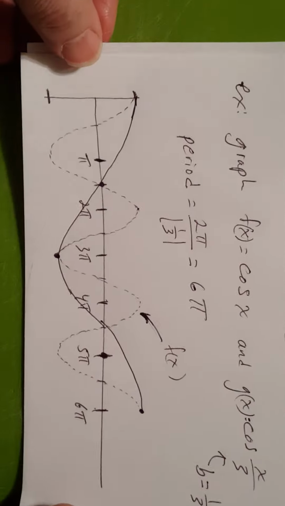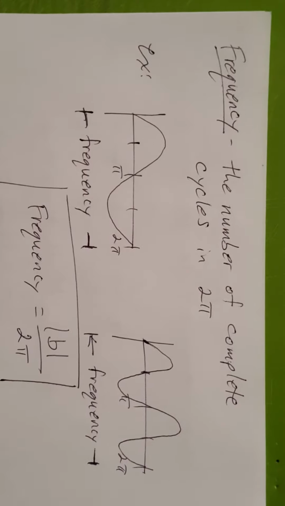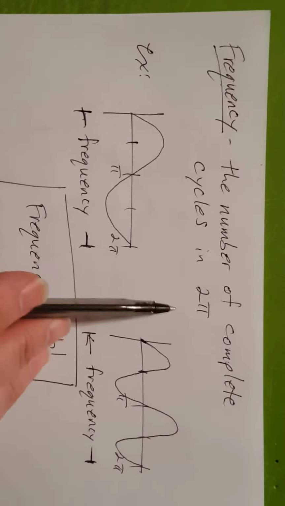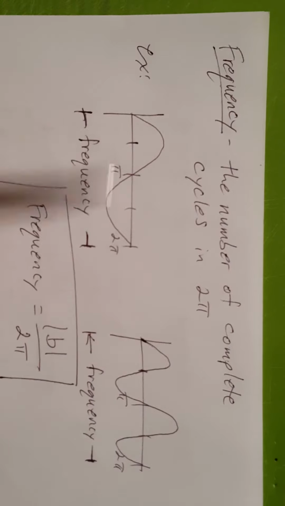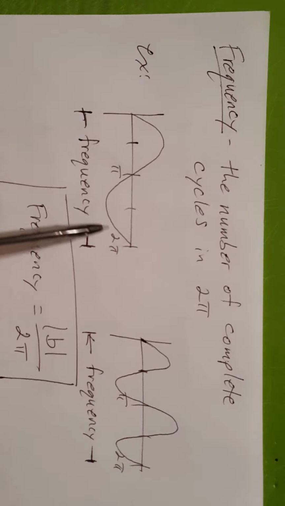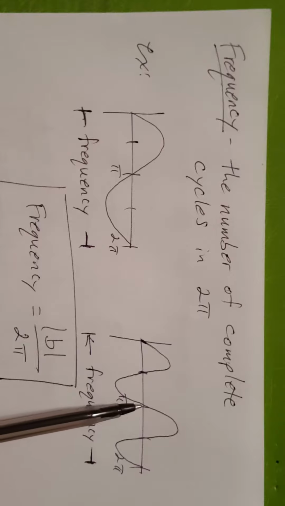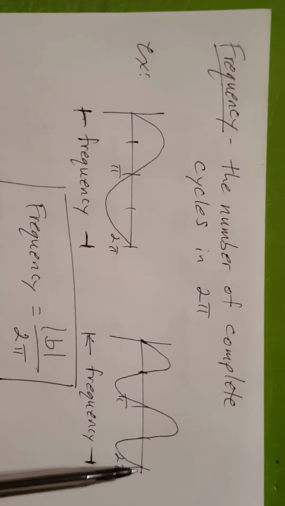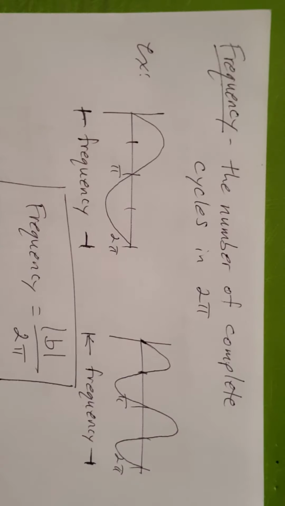Next, we want to look at the frequency. Frequency is the number of complete cycles in 2 pi. For example, here's 2 pi, and I have 1 complete cycle. So we say the frequency is 1 here. Here, what do we have? 2 cycles. So here in 2 pi, we squeezed in 2 complete cycles, so the frequency is 2.